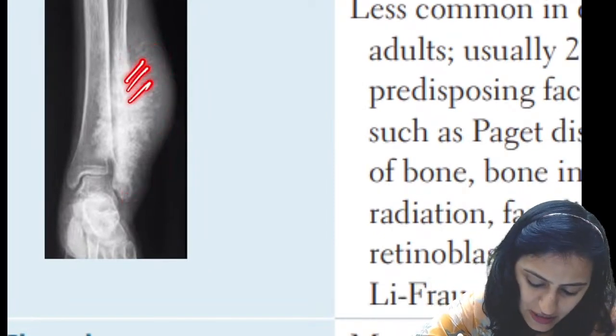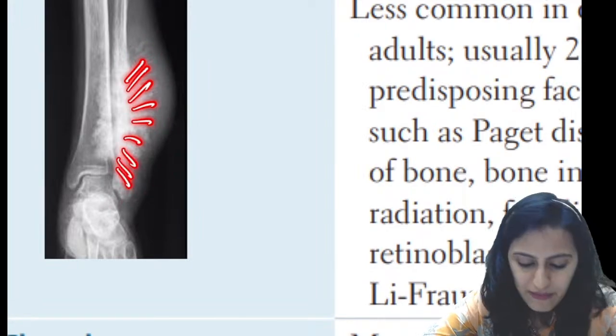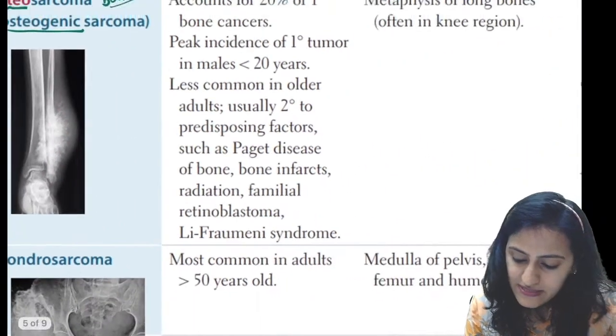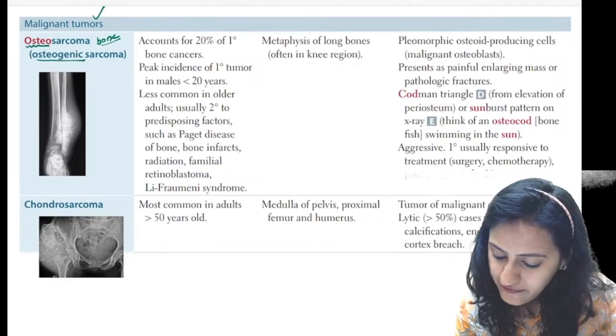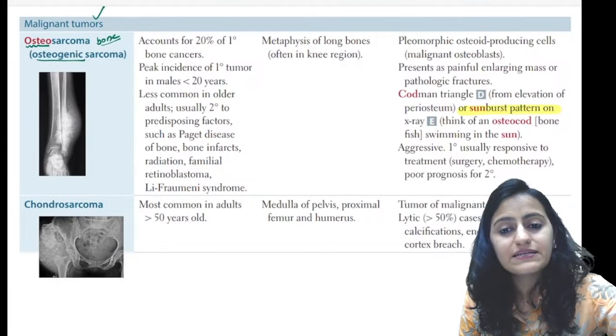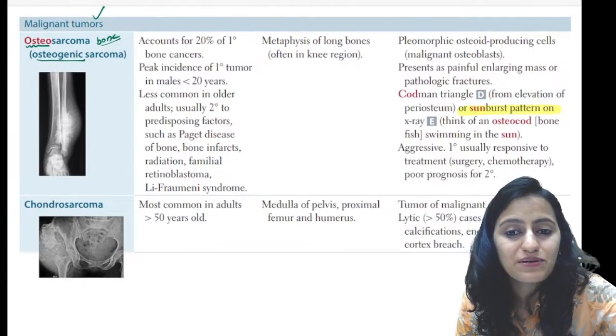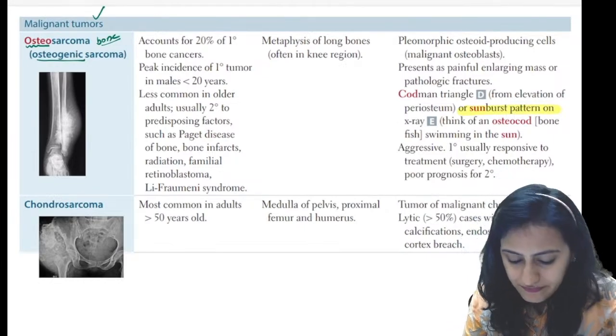And look at the periosteal reaction. Okay, look at the periosteal reaction. This is called the sunburst pattern. Okay, so what do you have here? Sunburst pattern is what we have here.